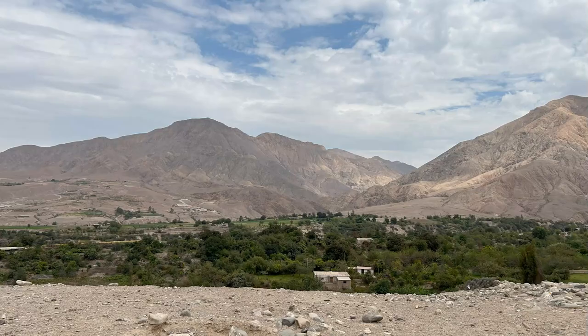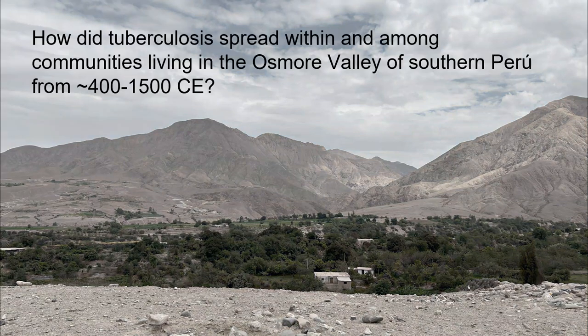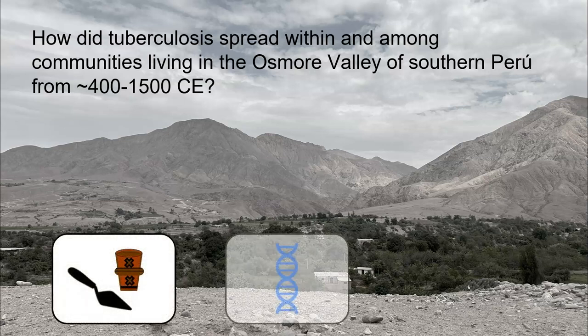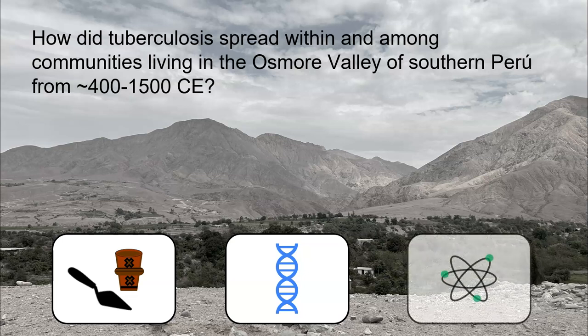In our research project, Osmore Mobility and Infectious Disease, we're asking the question, how did tuberculosis spread within and among communities living in the Osmore Valley of southern Peru? To answer this question, we're using archaeological and osteological data, ancient DNA data, and stable isotope data. Between about 400 to 1500 CE, skeletal evidence from southern Peru and northern Chile shows that many individuals suffered from TB.